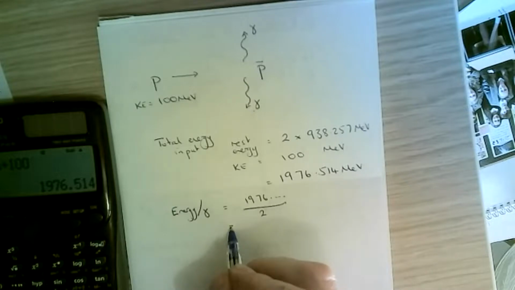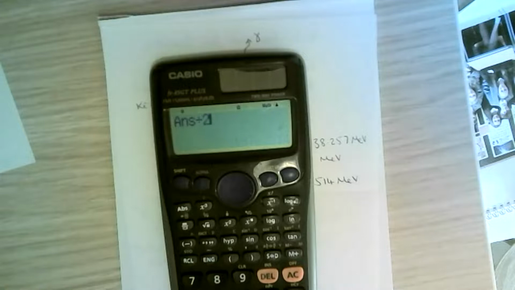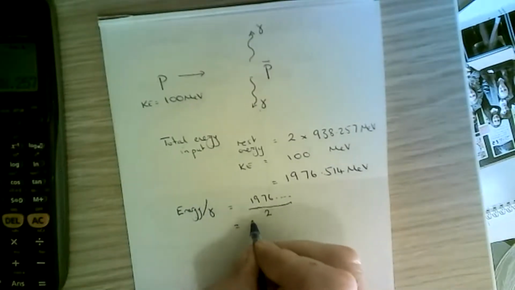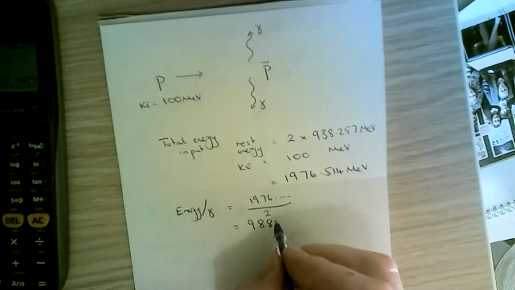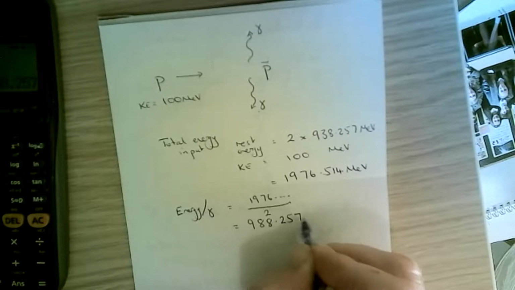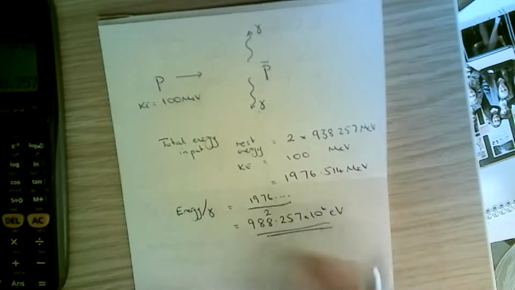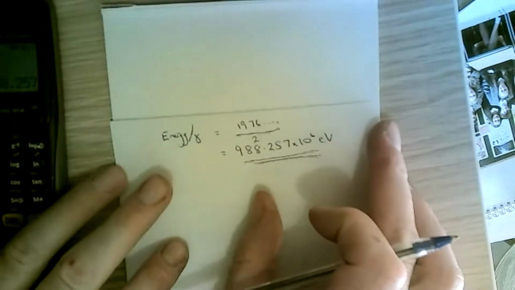Divided by 2, and note how I'm trying to continually work vertically. If I don't do that, I can very easily end up making a mistake. So that's 988.257 times 10 to the 6 eV. I double underline that because I'm showing the examiner I understand that's an end point for part of the question. That's how much energy each photon has.